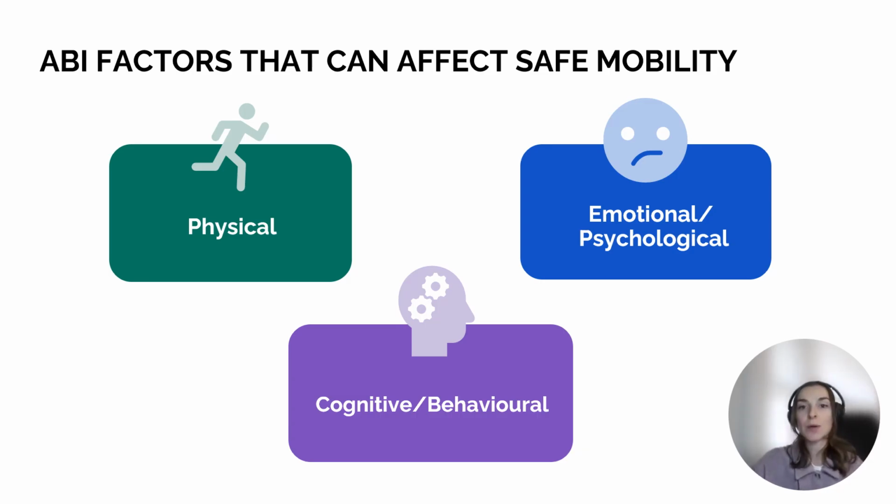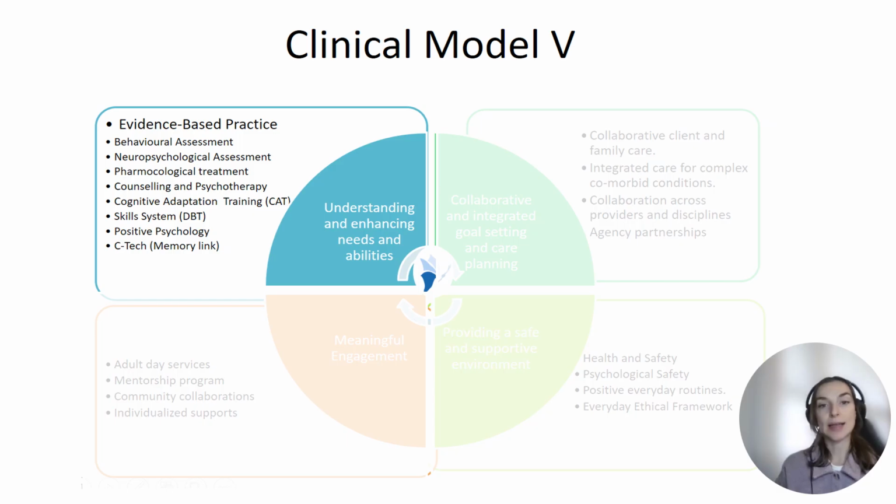Later on, we'll talk about the external factors, as these factors to ABI are internal, they're about the person, but we'll also look at things about our environment and what we're doing that can lead to falls as well. So how do we identify clients' needs and develop those individualized supports?